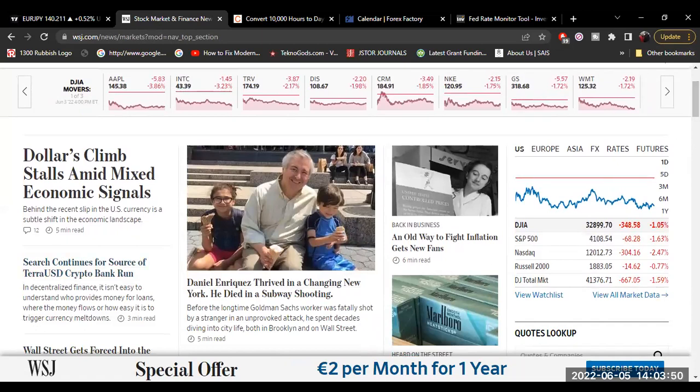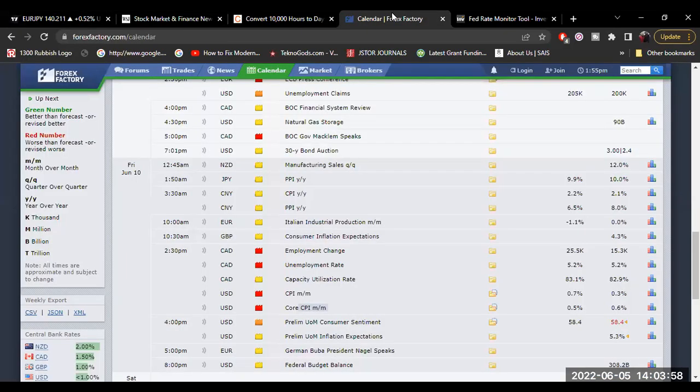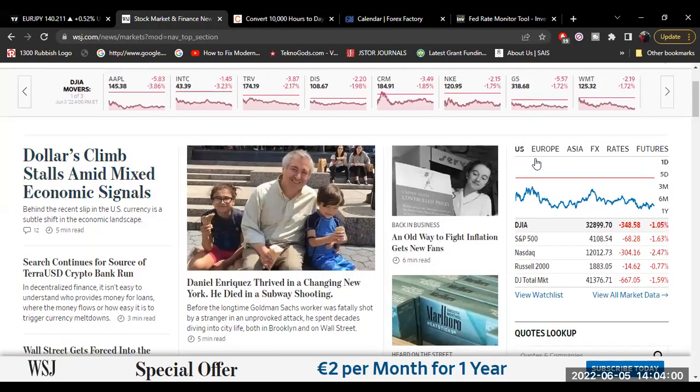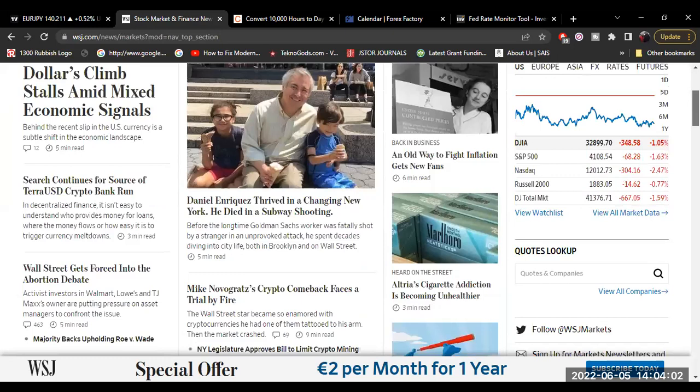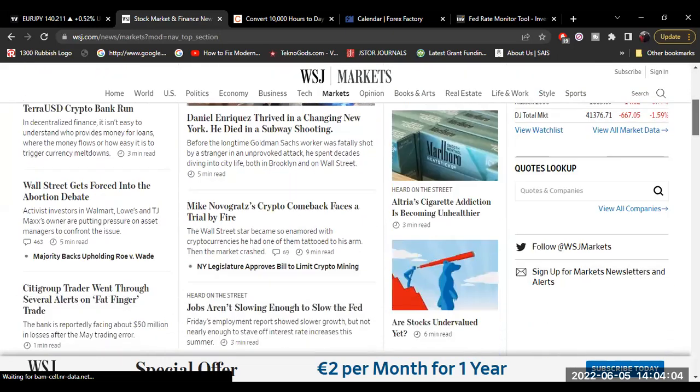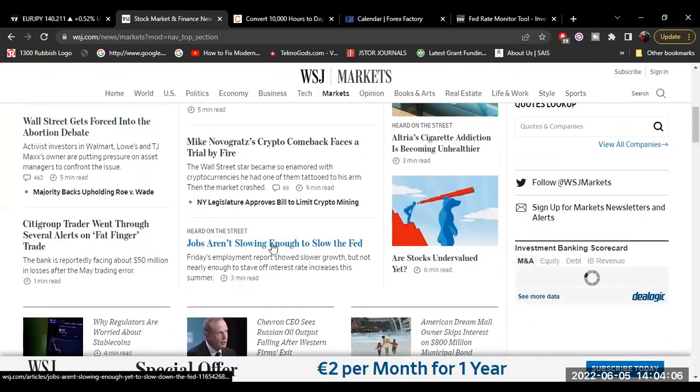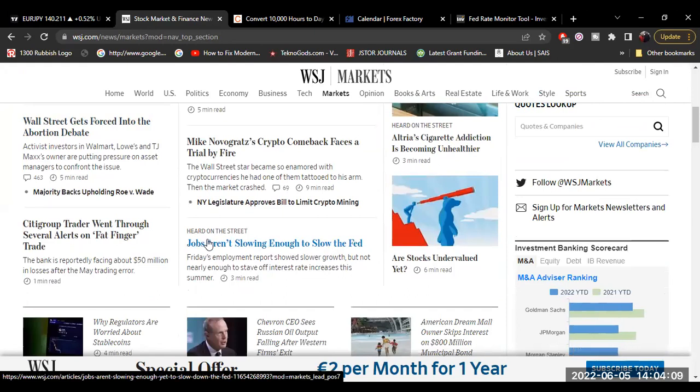Right. So look at some Wall Street headlines today. Dollar climb stalls amid mixed economic signals, right? And what are the mixed signals? Well, the job numbers did well, but also unemployment still a little bit up. You can come back and read here what else is going on in general. Jobs aren't slowing enough to slow the Fed. So this headline suggests that the Fed might still go 50 basis point hike.